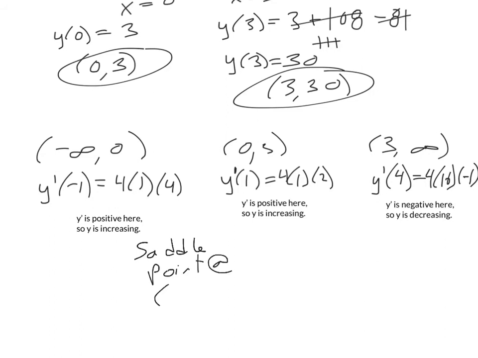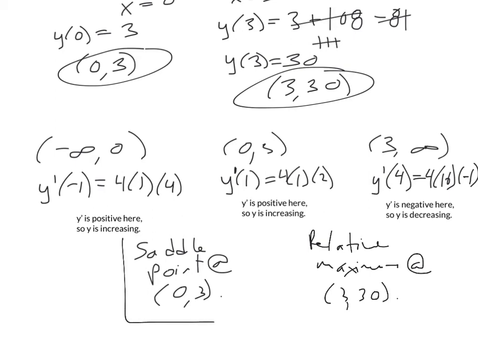at 0, 3. And then over here at 3, 30, we can see that our function changed from increasing, leveled off, and then went back to decreasing. If we were increasing, leveled off, and went back to decreasing, what does that mean happened here at 3? It means that we had a relative maximum, right? So there's a relative maximum at 3, 30. And this is it.